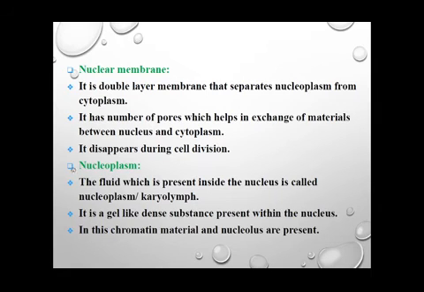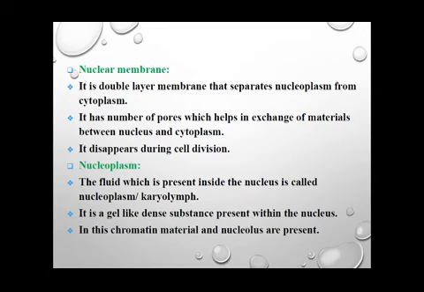This nuclear membrane disappears during cell division. You will be studying cell division in detail. There are two types of cell division, mitosis and meiosis, and there are further different stages of mitotic and meiotic division. When cell division occurs, the nuclear membrane disappears. You will study the details of the different stages of meiotic division and mitotic division in higher classes.